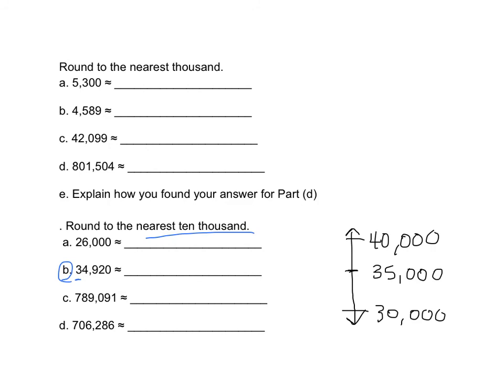And then the student should find this number on the number line and place it. So 34,920 is just below 35,000. Because it's just below, we're going to round it down to the 10,000 below, which in this case is 30,000. So this is a good way for students, like I said, to visualize where it is on the number line and understand why we're rounding.